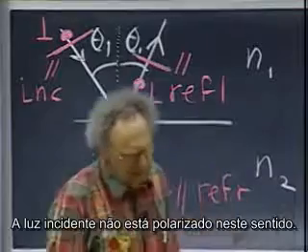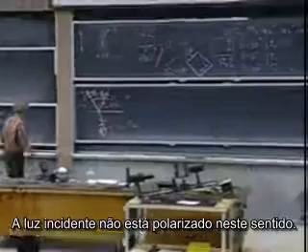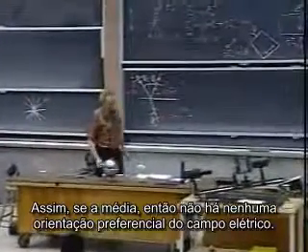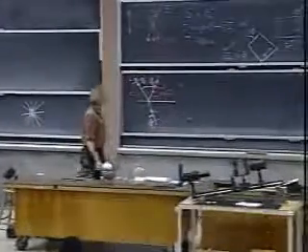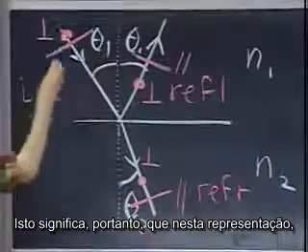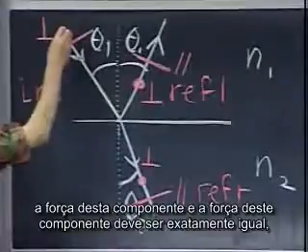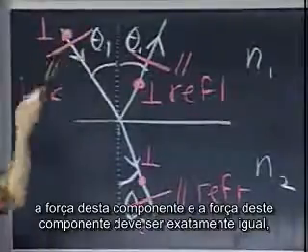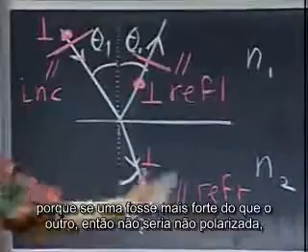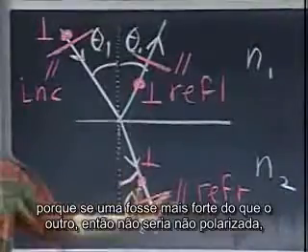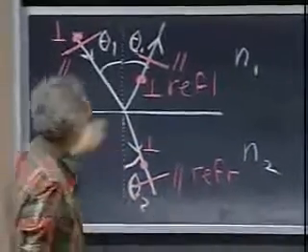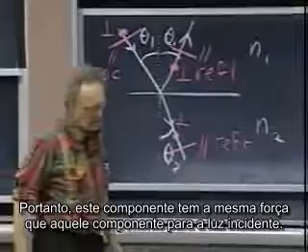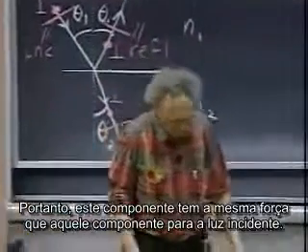The incident light is not polarized in this sense. So if you average, then there is no preferred direction of the electric field. That means then that in this representation, the strength of this component and the strength of this component must be exactly equal. Because if one were stronger than the other, then it wouldn't be unpolarized. Then there would be, on average, a preferred direction. So this component has the same strength as that component for the incoming light.